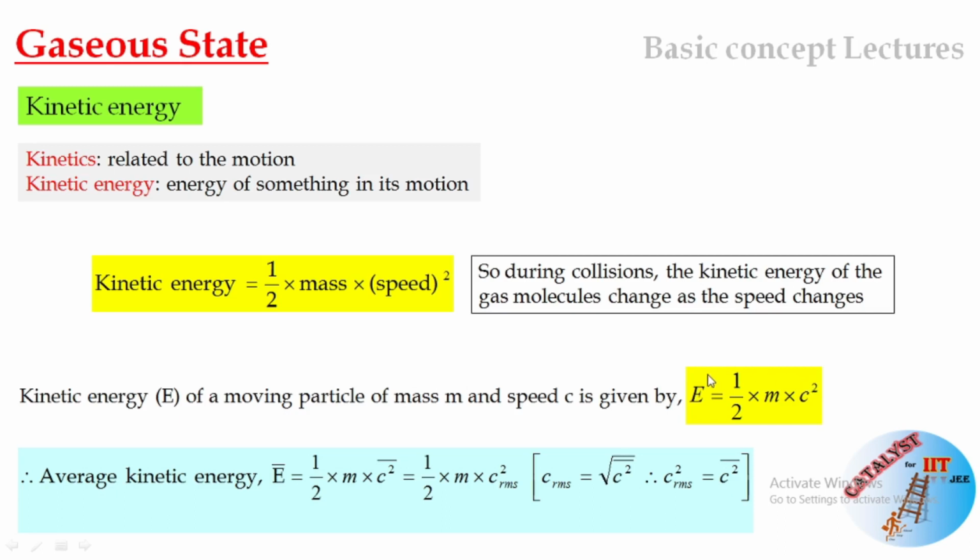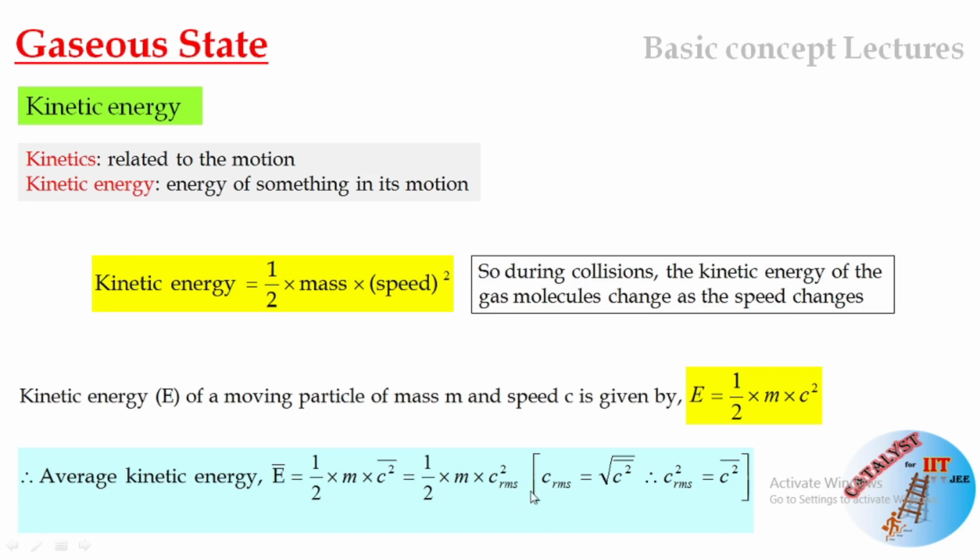Now, like the speed, the kinetic energy also changes due to the collision. So, we cannot measure the absolute value of kinetic energy. Instead, we can measure the average kinetic energy. Now, from this equation, if we take the average, we get that E average or E bar will be equal to half into m into c square bar.